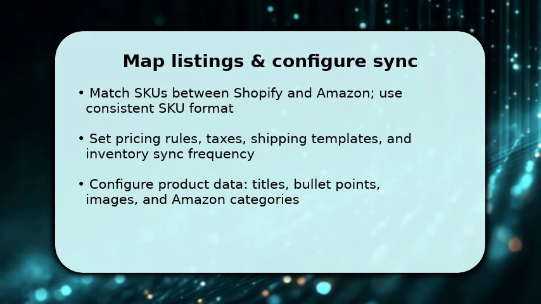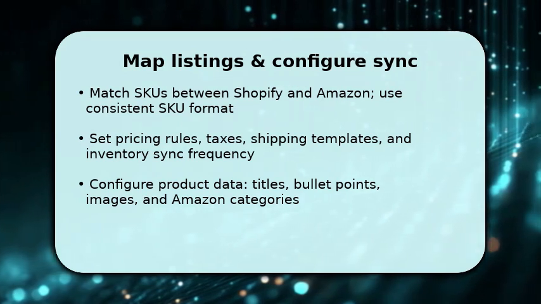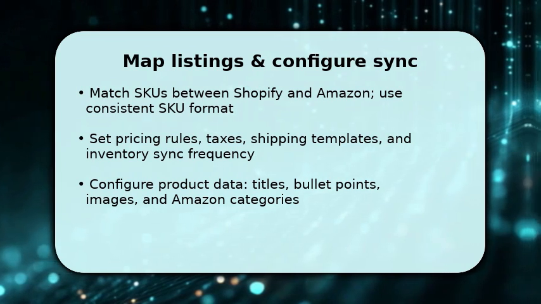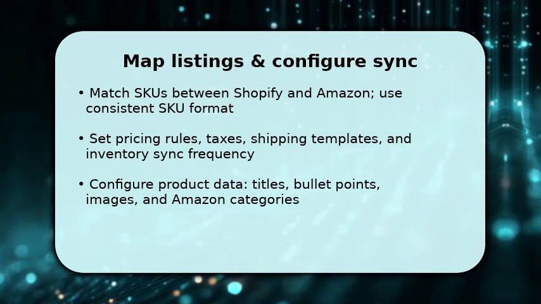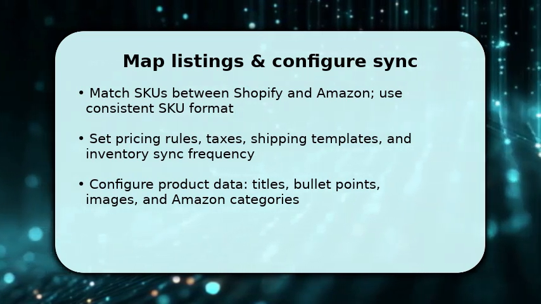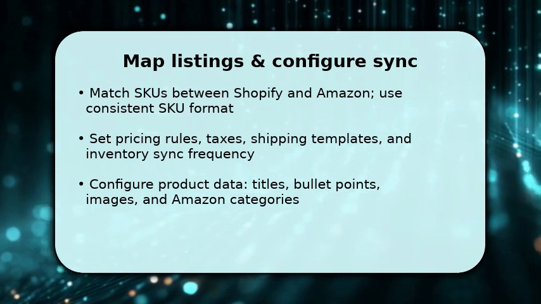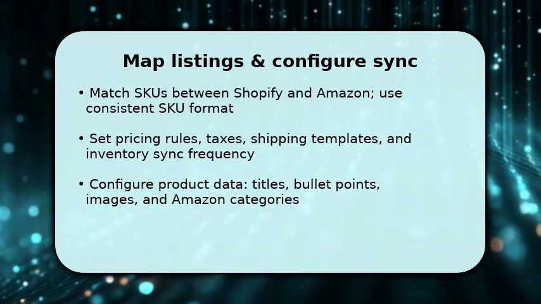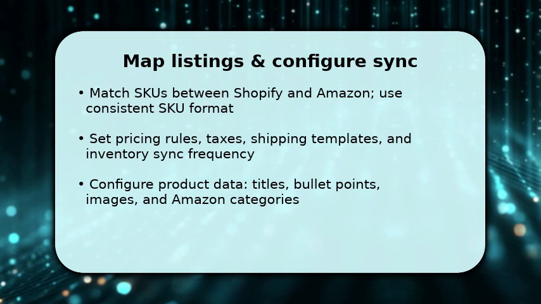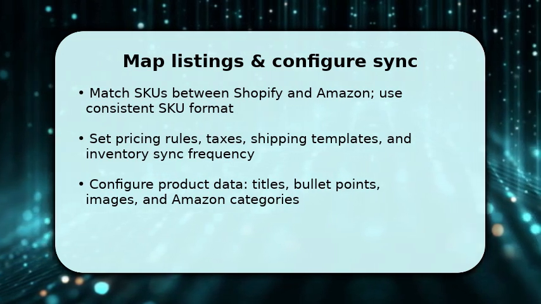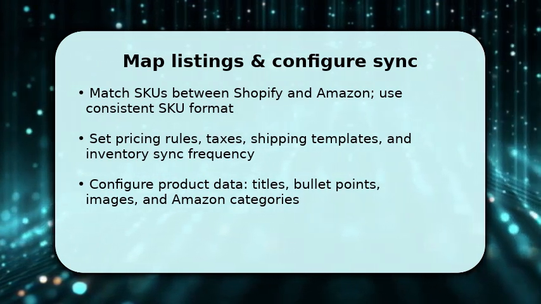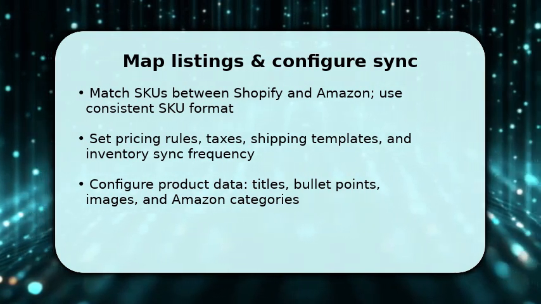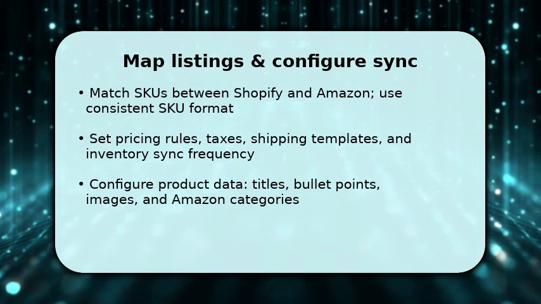Now you map products and define synchronization rules so listings behave predictably. You should match SKUs and choose whether Shopify or Amazon is the inventory source. Once decided, configure price rules, shipping templates, tax settings, and sync cadence. Make sure product titles, descriptions, and images meet Amazon requirements, and assign the correct Amazon categories to avoid listing suppression. This is the detailed execution phase. Accurate mapping here avoids delisted products and mismatched stock once orders start flowing.